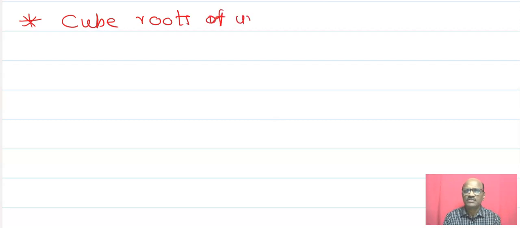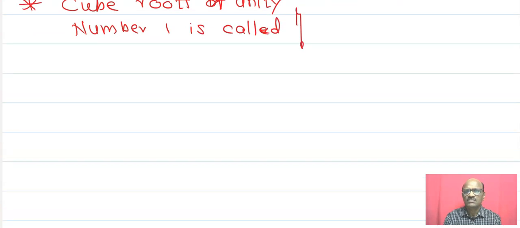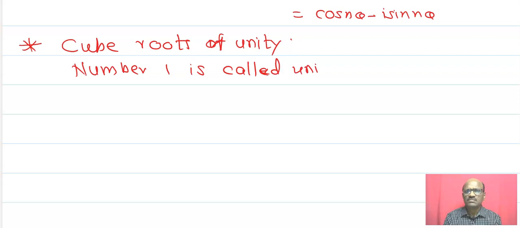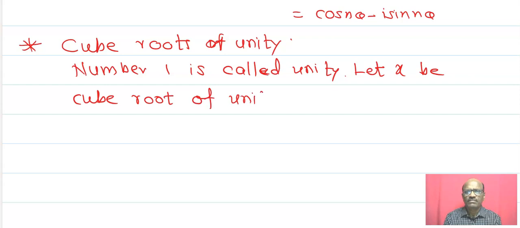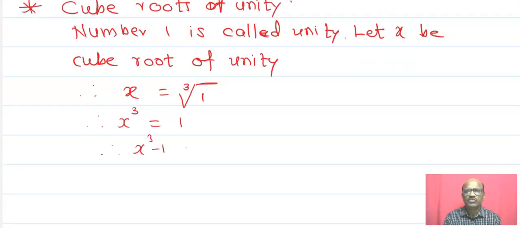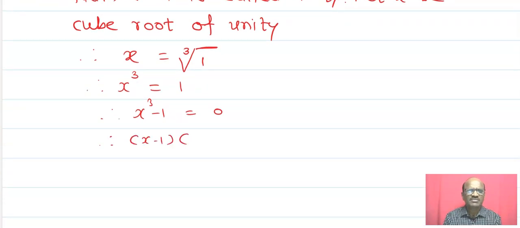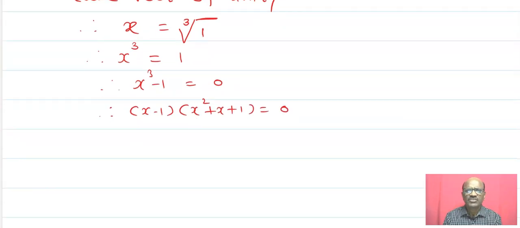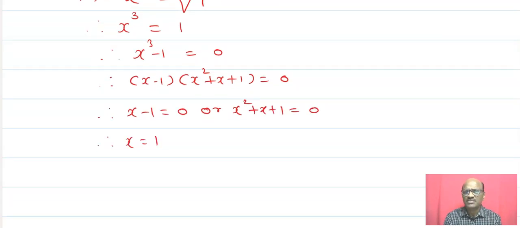Cube root of unity. This is also very important, and the examples in matrices also ask about the cube root of unity. Now see this. The number 1 is called unity. Let x be the cube root of unity. Therefore x is equal to cube root of 1. Taking cube on both sides, we get x cube is equal to 1. Apply the formula: x cube minus 1 is equal to 0. a cube minus b cube is a minus b in first bracket, a square plus ab plus b square in second bracket, in this manner.